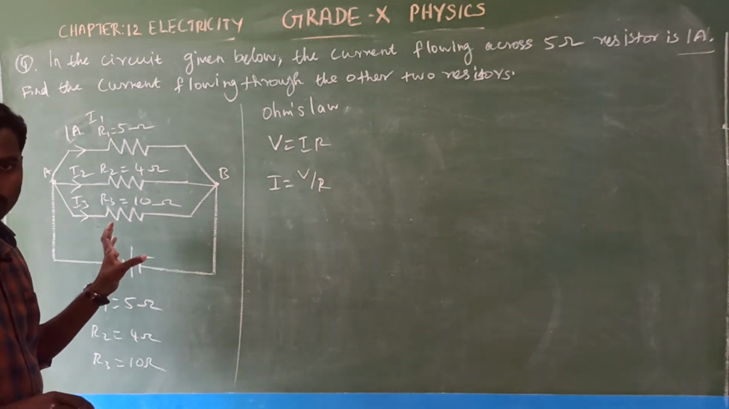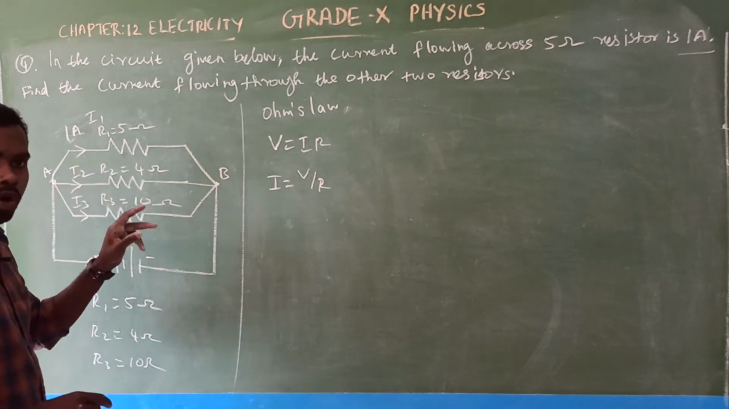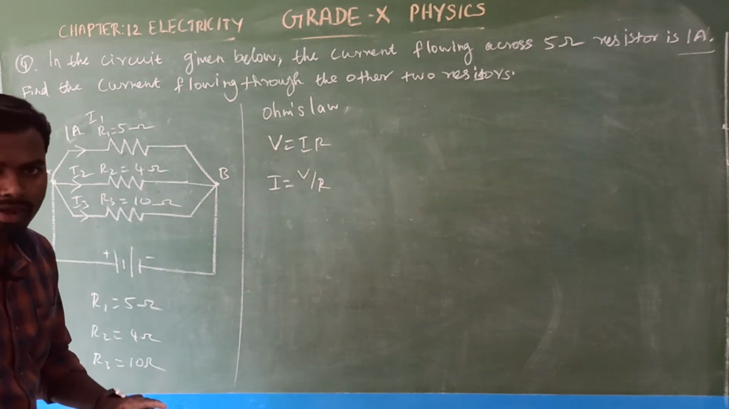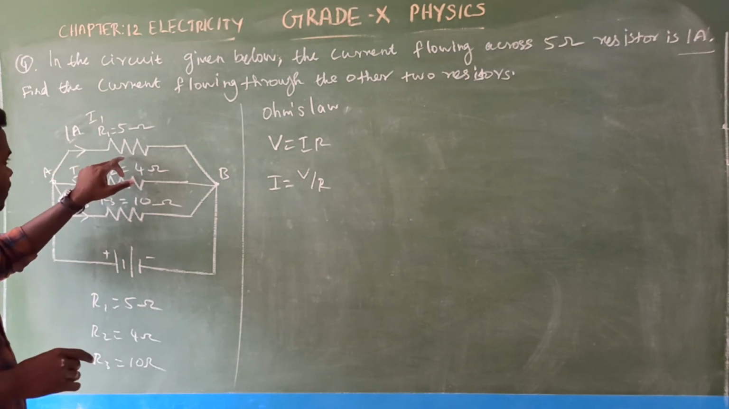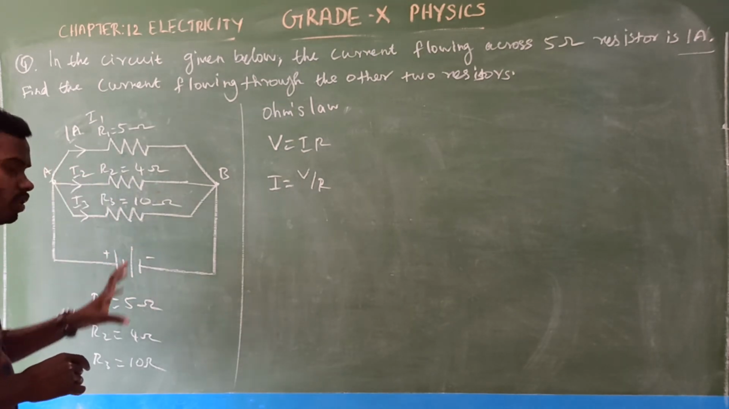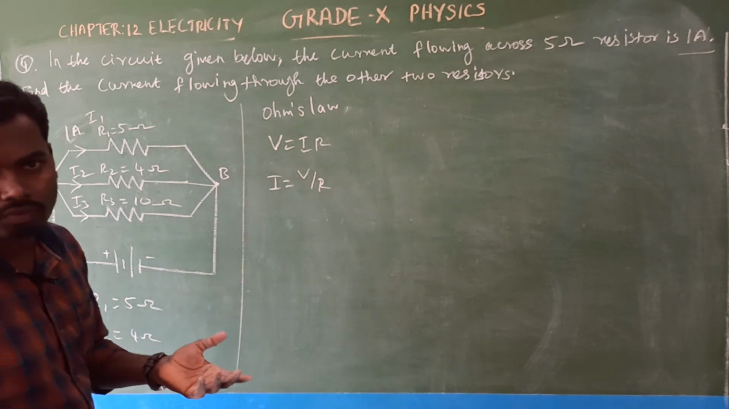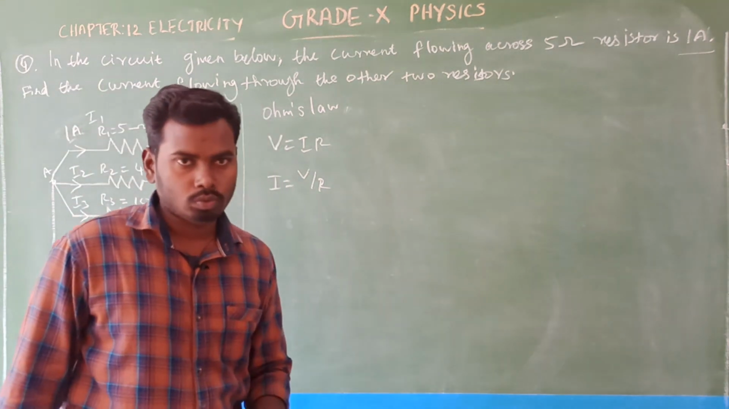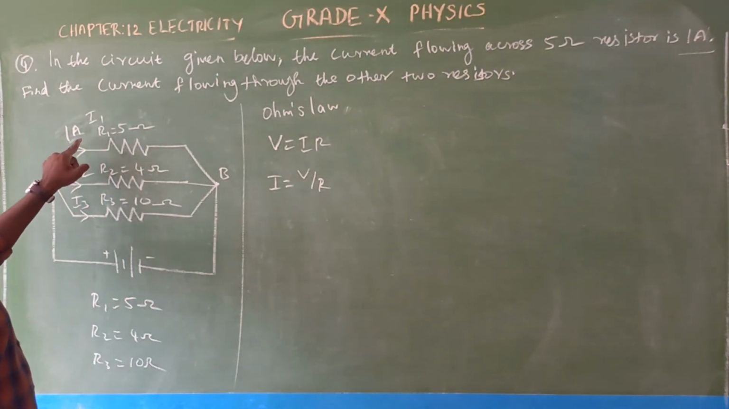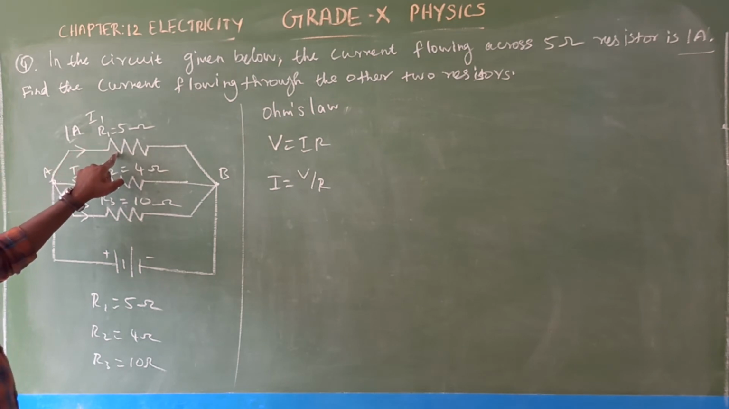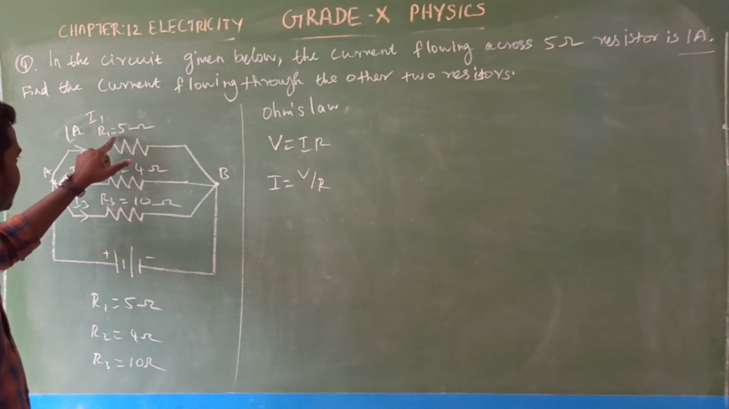In a parallel circuit, voltage remains constant. Am I right? Yes. If the potential difference throughout the circuit is 5 volt, each resistor will have the same potential difference of 5 volt. That is the rule, because in a parallel combination, voltage remains the same. So across the resistor R1, the current I1 flowing is 1 ampere.